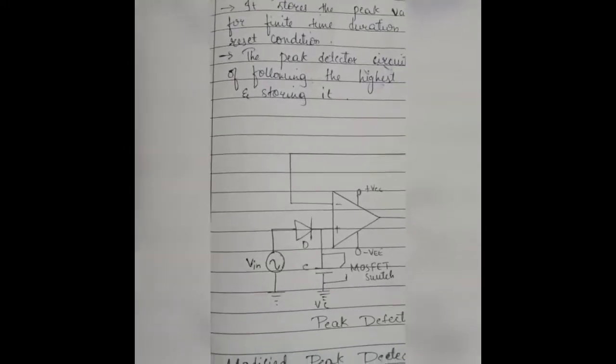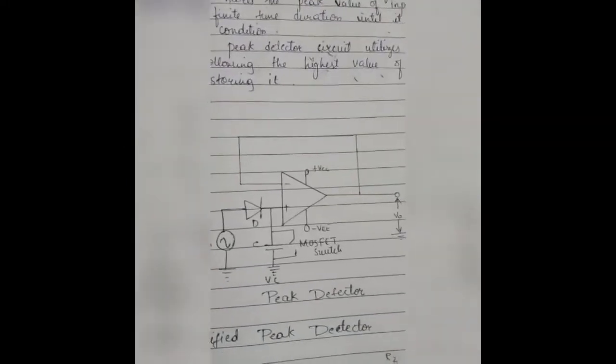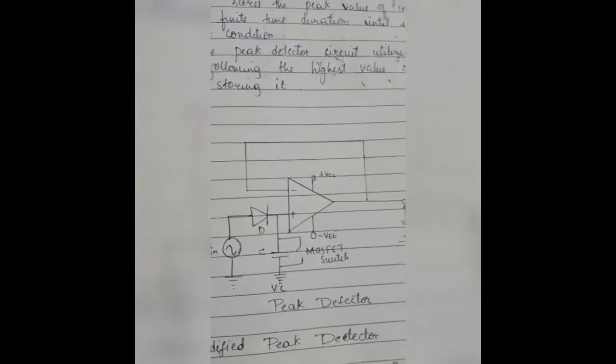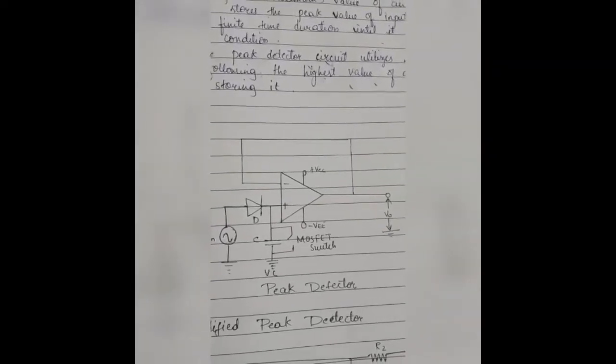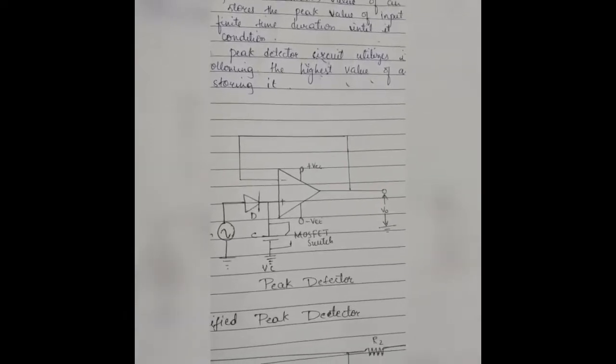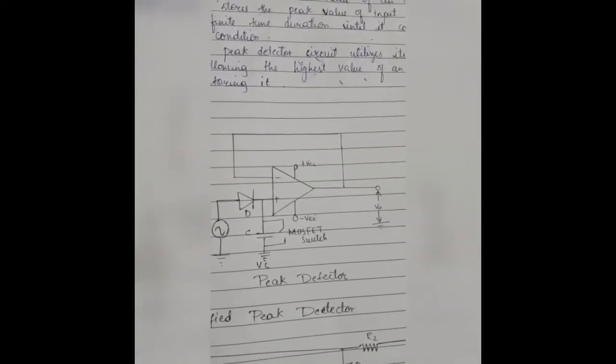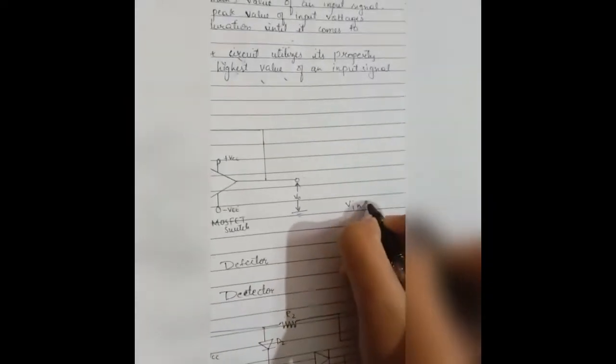The diode employed in the circuit gets forward biased when the applied input voltage Vin exceeds the capacitor voltage Vc, thereby allowing the circuit to behave as a voltage follower. The output voltage follows the applied input voltage until Vin is more than Vc.